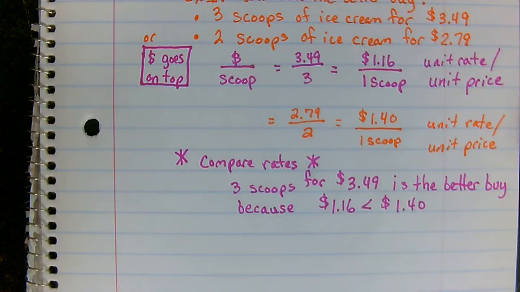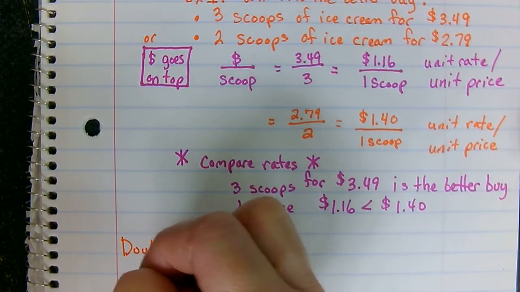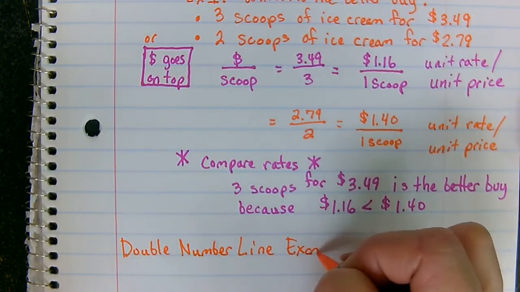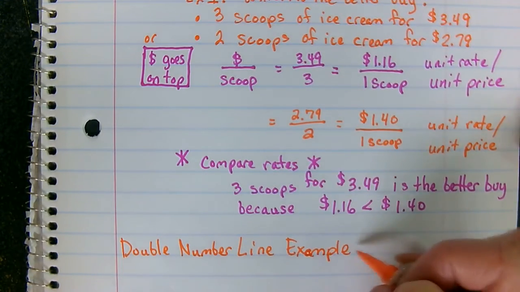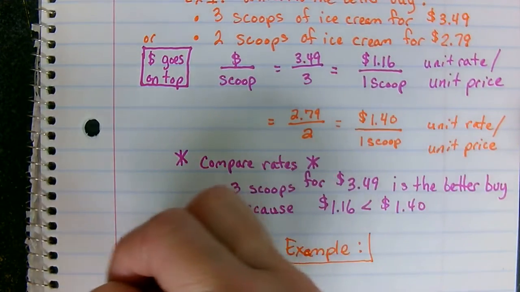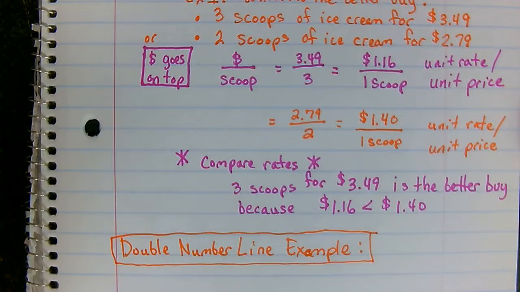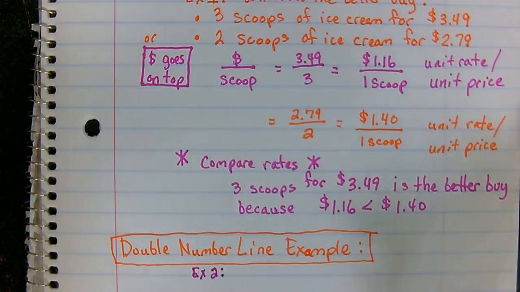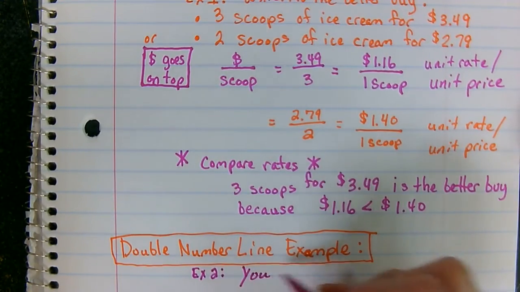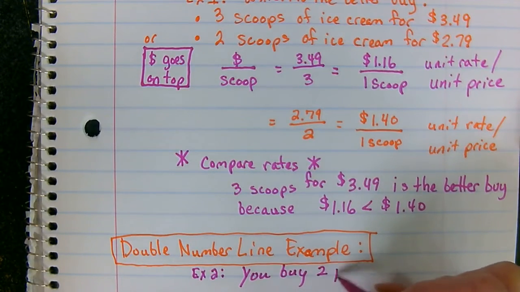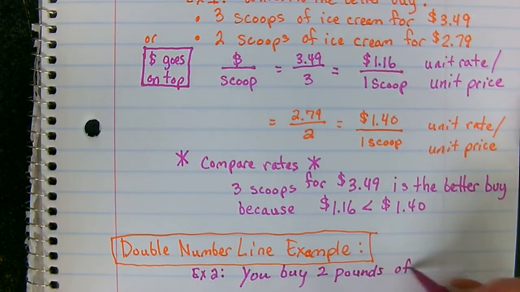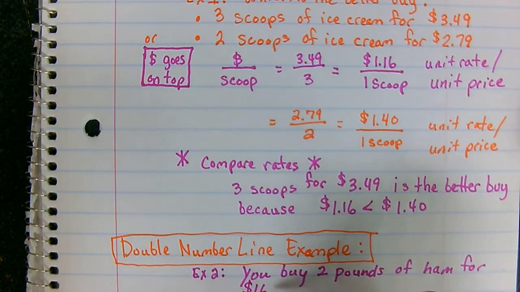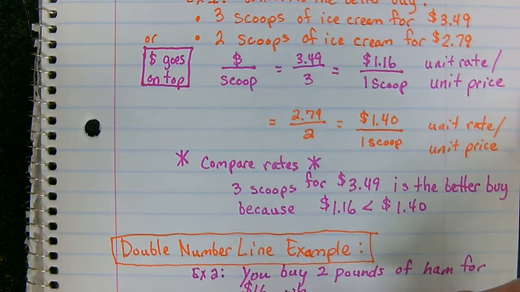Now let's look at a double number line example. All right. And on this one, this is example 2. Okay? If you buy 2 pounds of ham for $16, what is the cost for 7 pounds of ham?